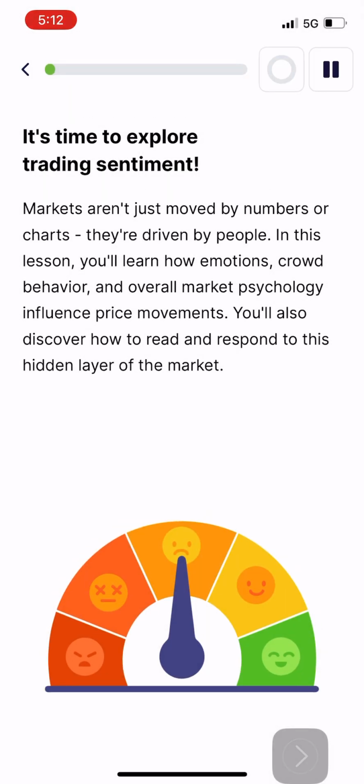It's time to explore trading sentiment. Markets aren't just moved by numbers or charts, they're driven by people. In this lesson, you'll learn how emotions, crowd behavior, and overall market psychology influence price movements. You'll also discover how to read and respond to this hidden layer of the market.